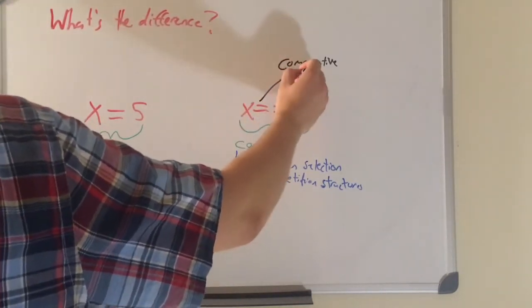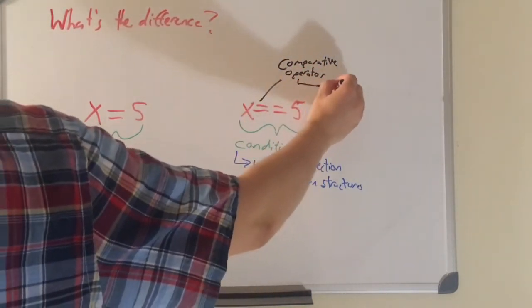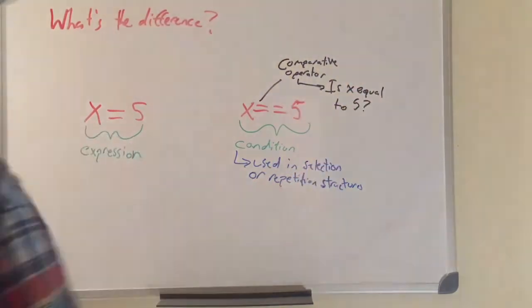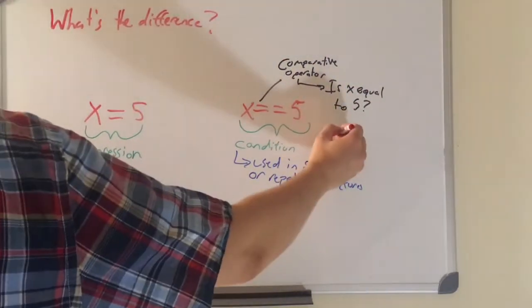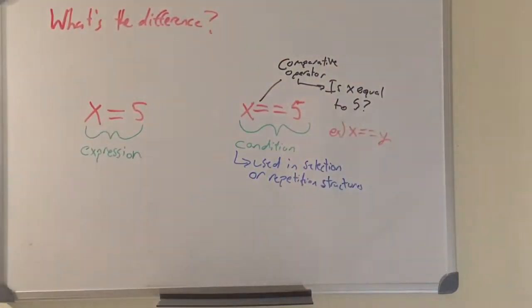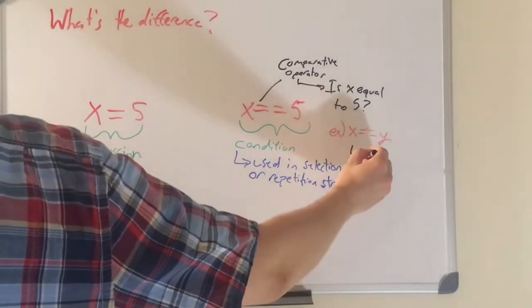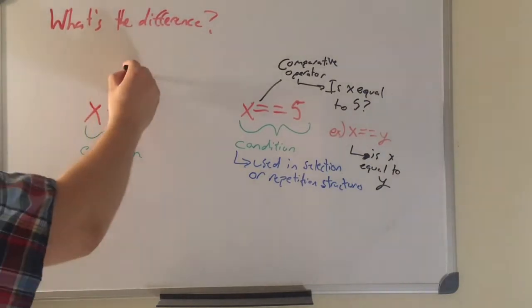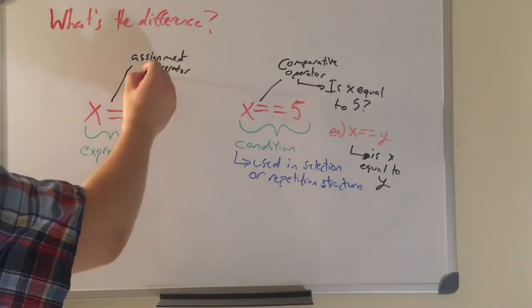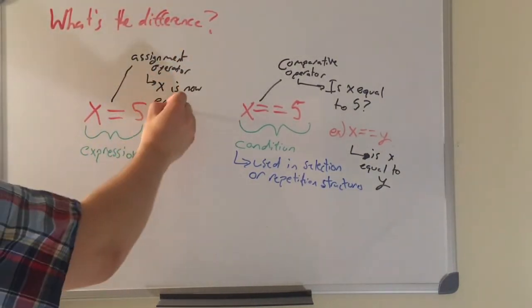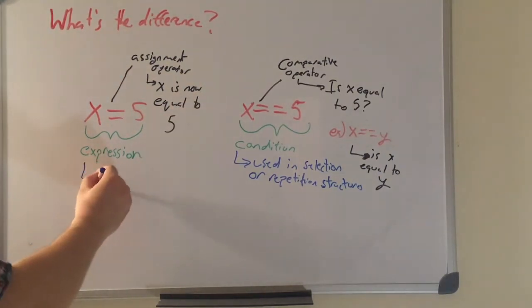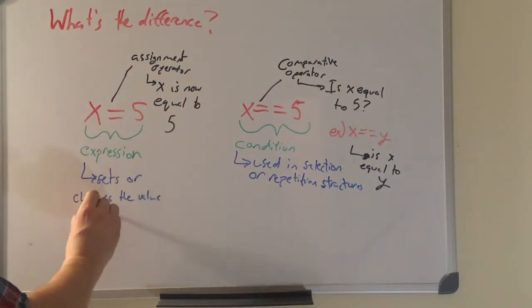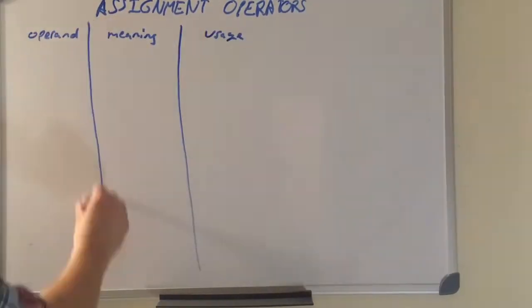So, in this case, double equals is called a comparative operator, which asks the question, is a variable equal to a given value or the value of another variable? For example, if x equals y, do something. A single equal sign is called an assignment operator, which sets or changes the value of a variable. Let's go through some examples that you may find beneficial.